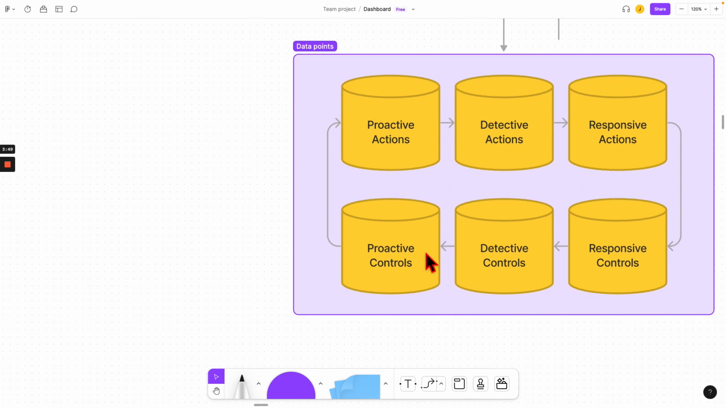And we detect that with actions and controls, from proactive to detective and responsive, right? This is where your logging, monitoring, alerting, your SIEM comes in, right? Your reports that identify behaviors that are outside of the boundary and scope of your organization fall into these domains.